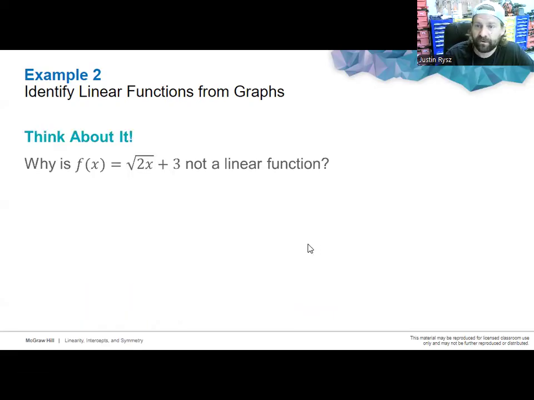All right, now we got a question here for you. Think about it. If we have the equation, the square root of 2x plus 3, is it a linear function? Pause, think about what your answer would be.